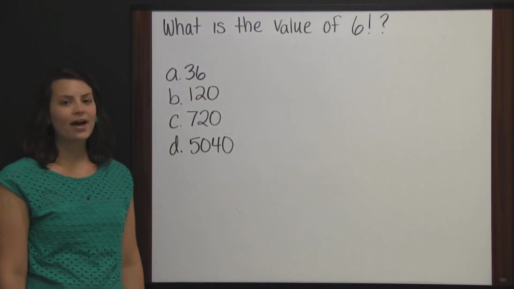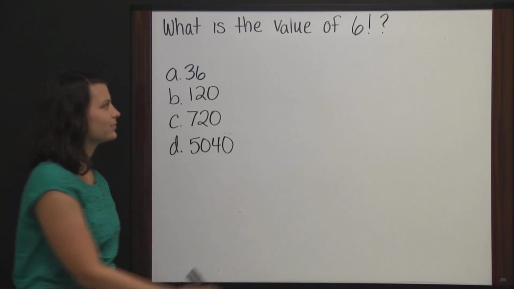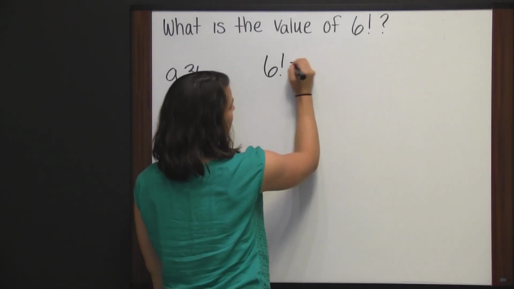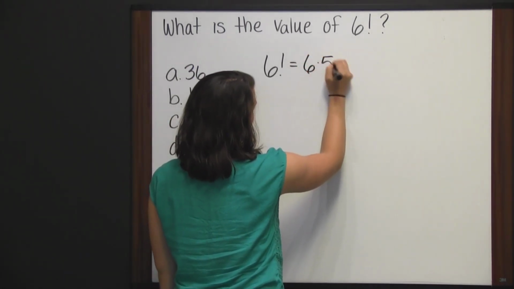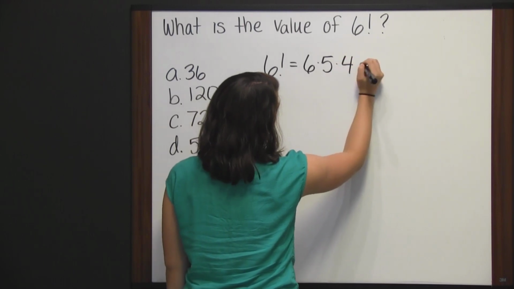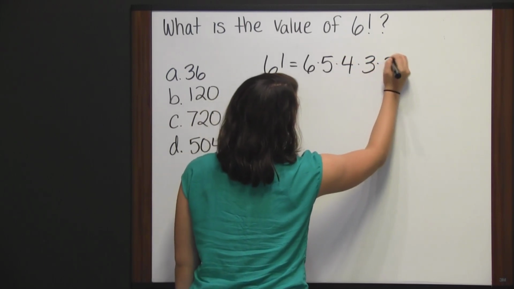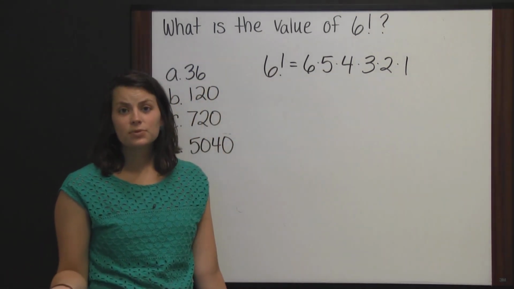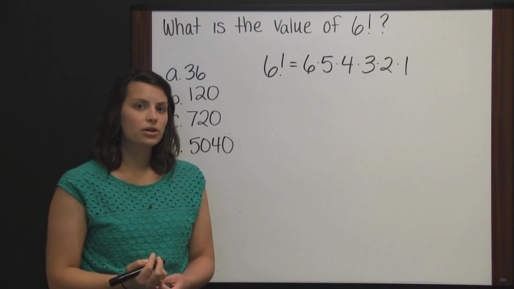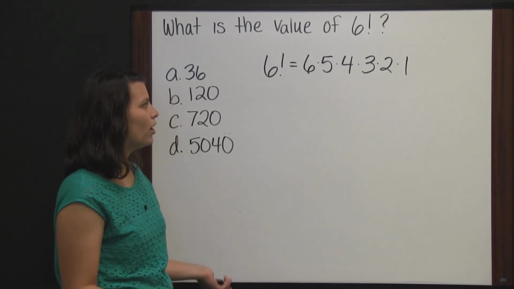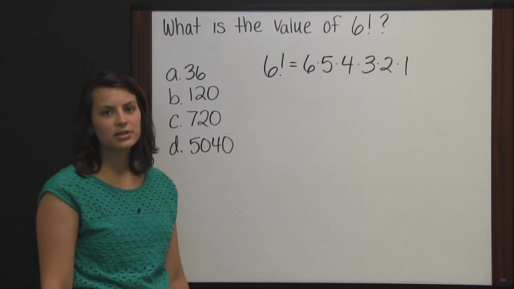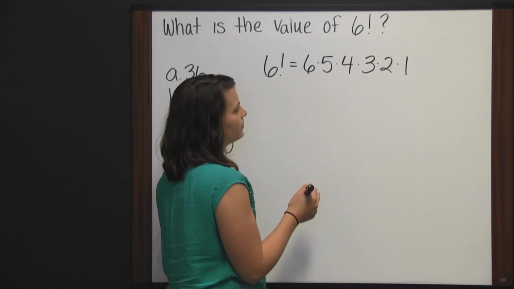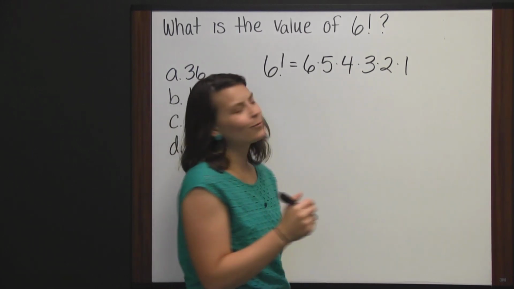What is the value of 6 factorial? What 6 factorial means is 6 times 5 times 4 times 3 times 2 times 1. And so since we're just multiplying a series of numbers, you can multiply them in any order you want. So you can take any 2 numbers and multiply those together first, and then continue multiplying. But I'll just multiply them in order.